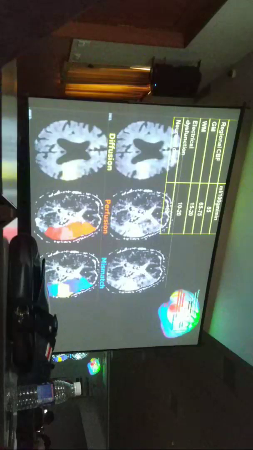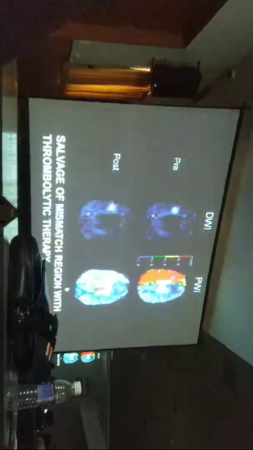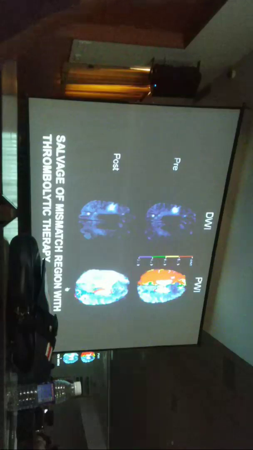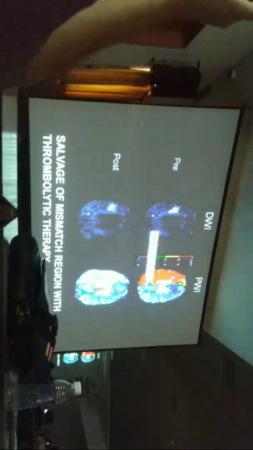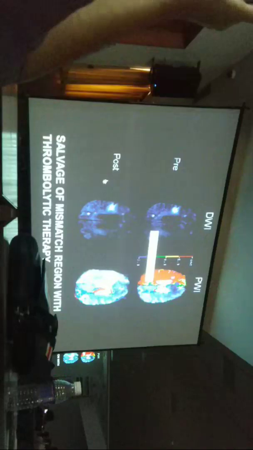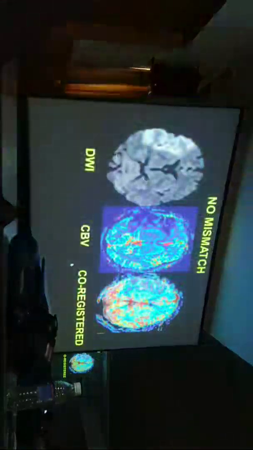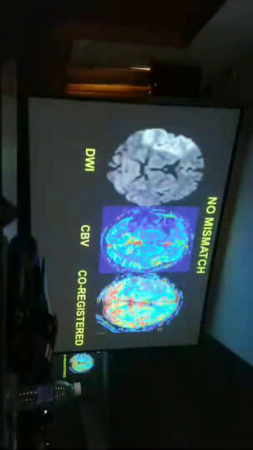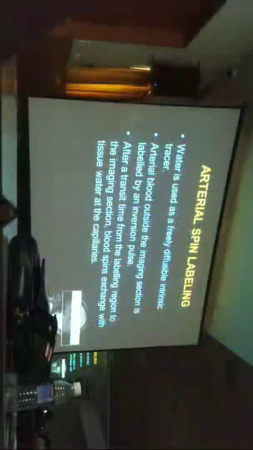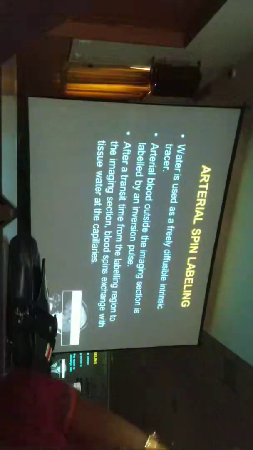So this patient is an ideal candidate. There is a mismatch of more than 20% of the infarcted area, so this patient may be an ideal candidate for thrombolysis. Similarly, this patient is shown pre thrombolysis and post thrombolysis, and there is a good amount of reperfusion. And if there is no mismatch between the diffusion and the perfusion, there is no need for thrombolysis, because all the perfusion defect is infarcted. So these are the ways that you can interpret stroke imaging.